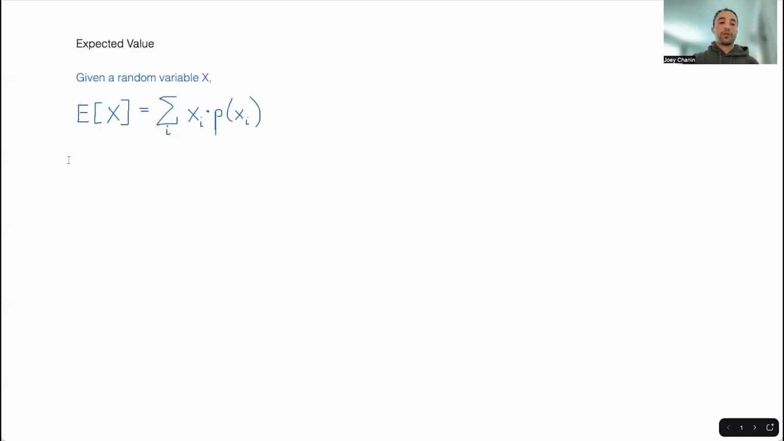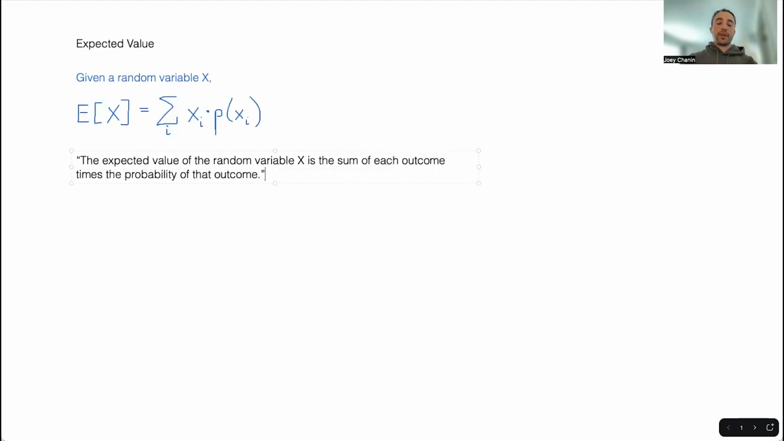So if we were to translate this to regular English, right, we would read this as the expected value of x, or we could say the expected value of the random variable x, if we wanted to be super specific, is the sum of, right, that summation, that sigma, each outcome times the probability of that outcome. Right, so hopefully that makes that a bit more clear, right?